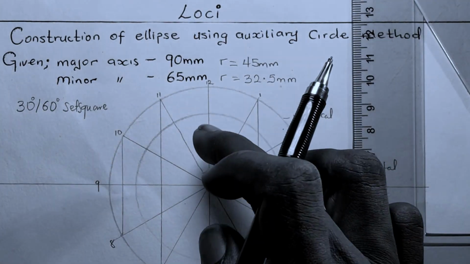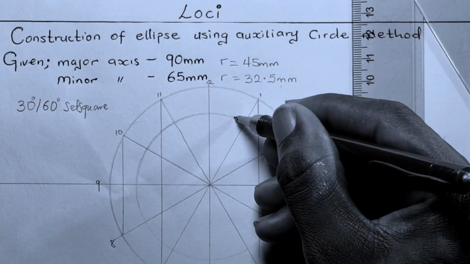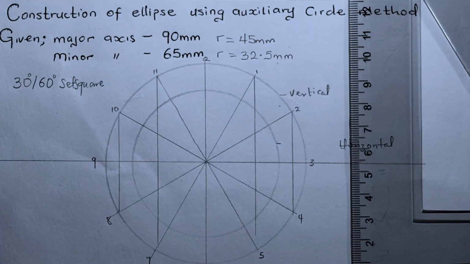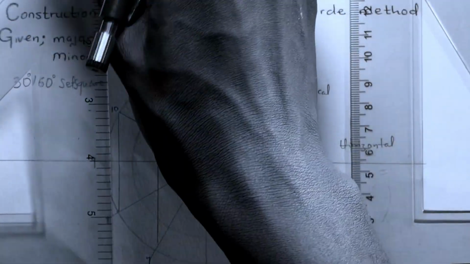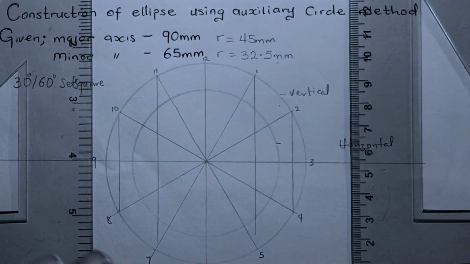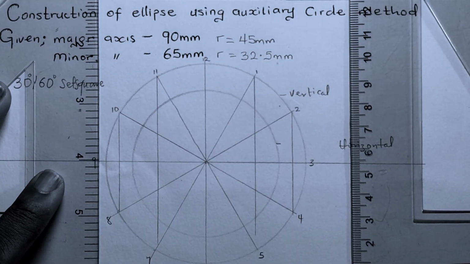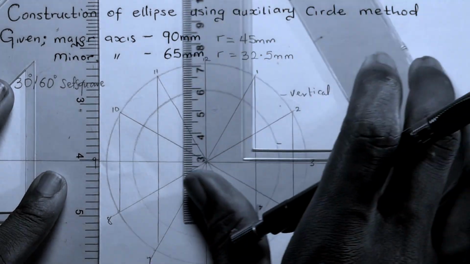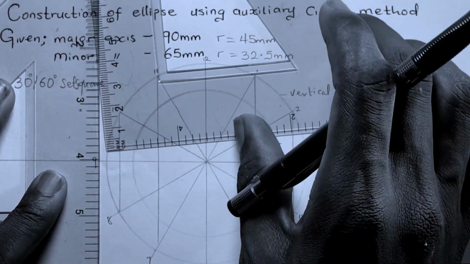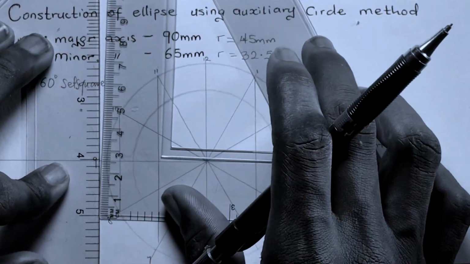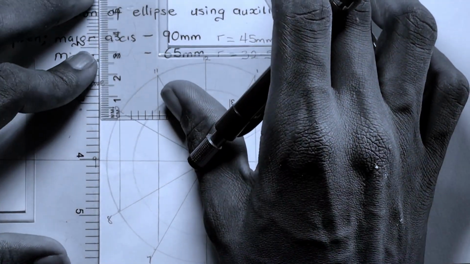From this smaller circle, which is the minor, we're going to be drawing our horizontal lines, and to do that we're going to be making use of our set square. We place our set square on a T-square from this side, and then bringing this on it, we have our horizontal lines.